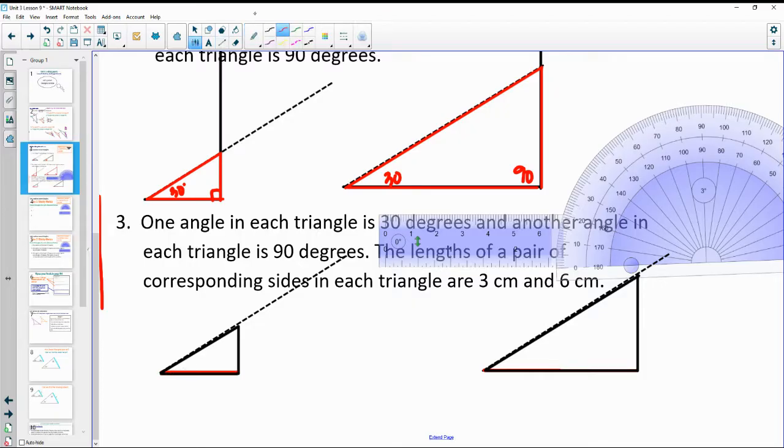So now in your book, you're going to be doing some different angles. Okay, so this one had 30, 90, and this was 3 centimeters. This was 6 centimeters, with this being 30 and this being 90. So in your book, go ahead and do the characteristics that your book is asking for. Pause the video and then come back.